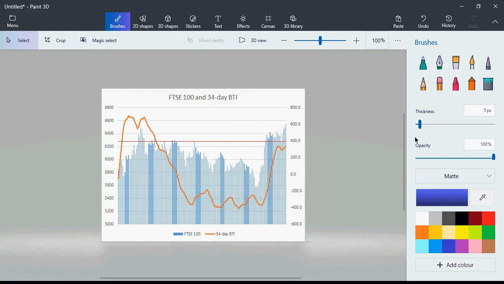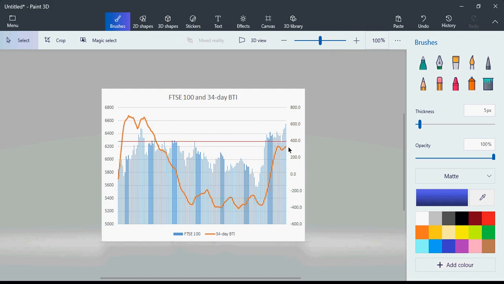Okay, and you can see there is a level here at 400. We've got a red line here, which is a 400 level. And in general, when the 34-day BTI goes above that level, it means the FTSE is in a resistance area. Okay, so at the moment we can see the indicator is just below 400. It's been going up with the market, basically.